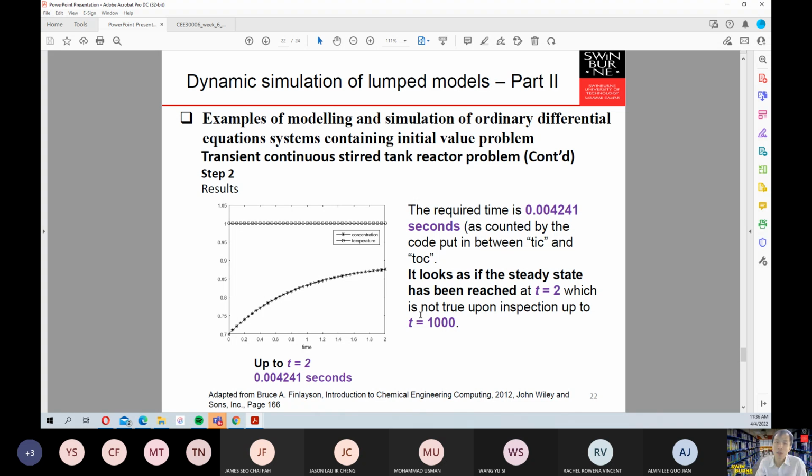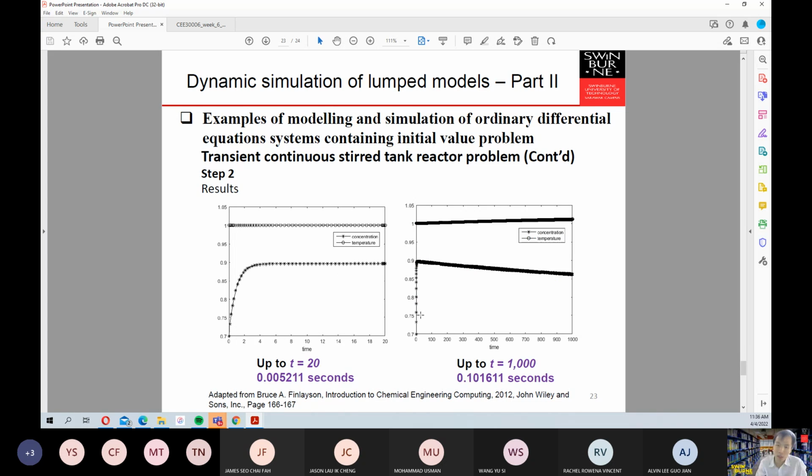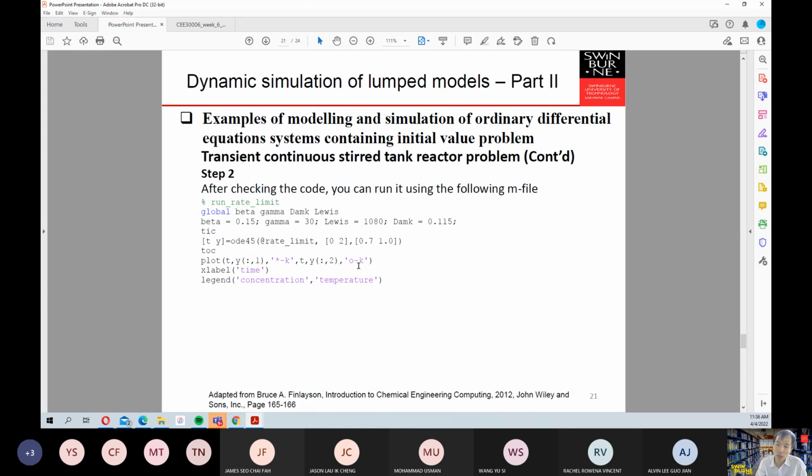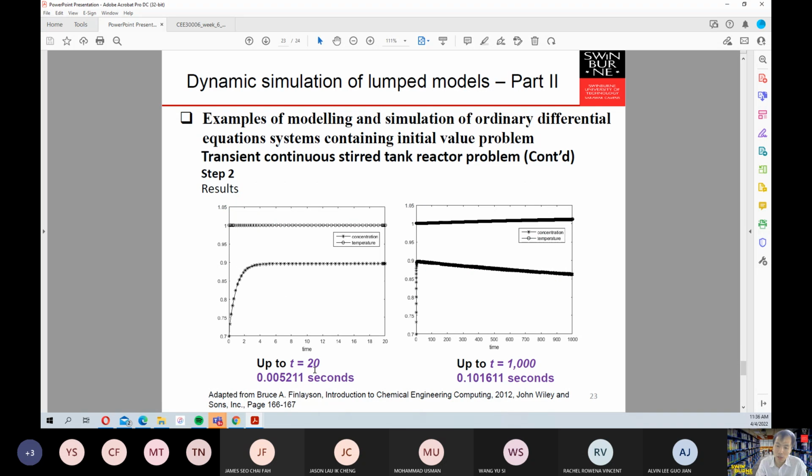Then you can increase the time again. You go for 20. What happens if you want to go to 20? You just need to change this 2 to 20, and then you calculate. You see that this is even more clear. Your temperature looks still the same up to 20, your concentration seems to stay constant, and beyond 4 it seems like there is no change again.